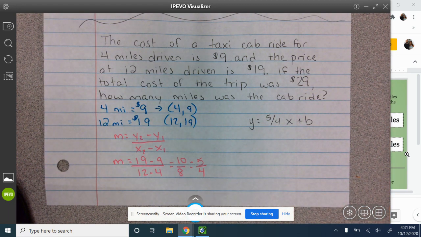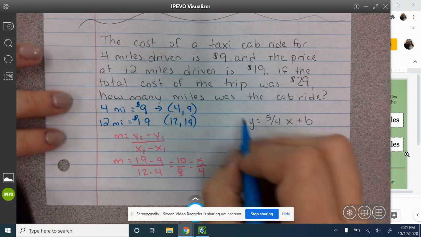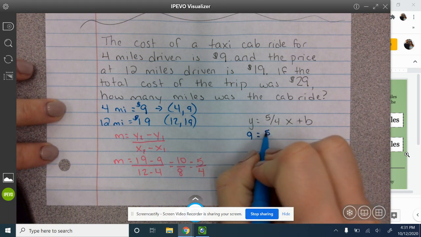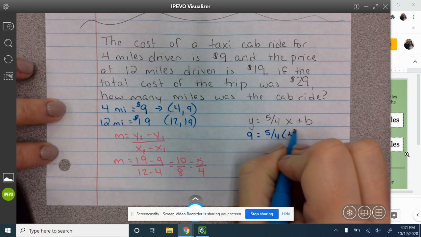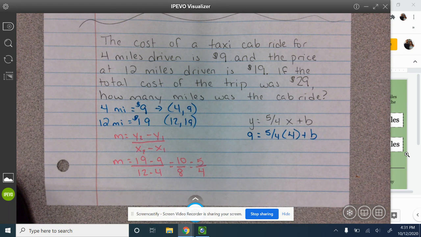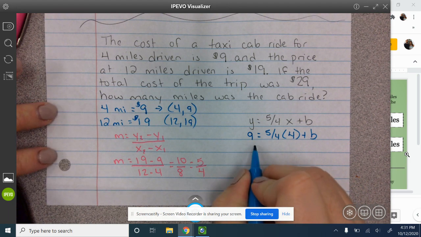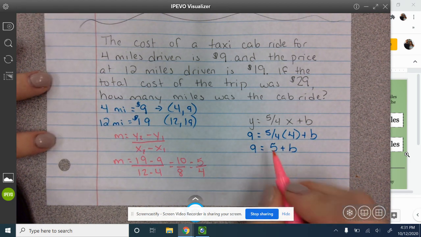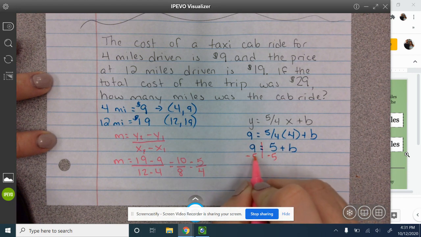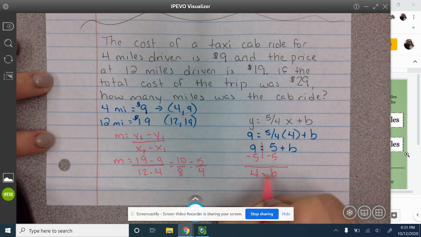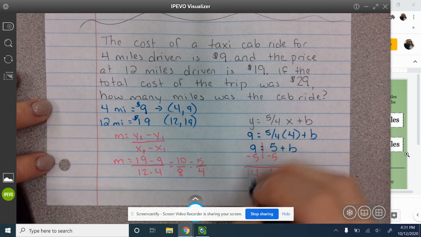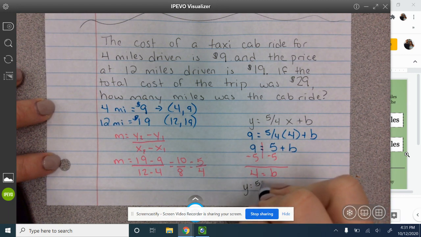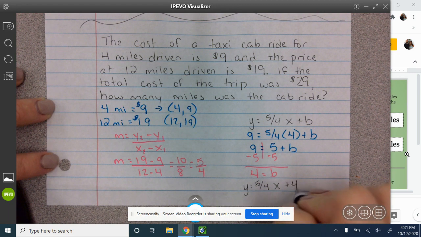Now, what we need to do is choose one of our ordered pairs. I'm just going to choose (4, 9) because it's smaller numbers. So 9 equals 5/4 times 4 plus b. Now 5/4 times 4 is going to give you a 5. So 9 equals 5 plus b. Then, to get b by itself, subtract 5 on both sides, and 4 equals b. So if we wrote out our equation, it would be y equals 5/4 x plus 4.